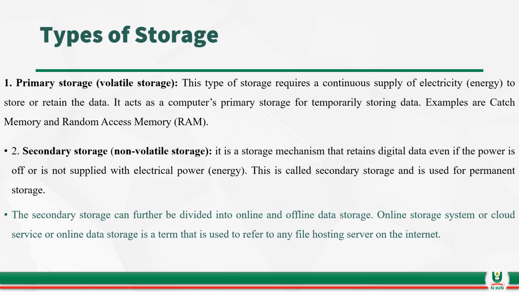Secondary storage, on the other hand, is known as non-volatile storage. It is a storage mechanism that retains digital data even if the power is off and is not supplied. This is called secondary storage and is used for permanent storage. That is the big difference between primary and secondary. Primary is temporary, secondary is permanent. The secondary storage can be further divided into online and offline data storage.